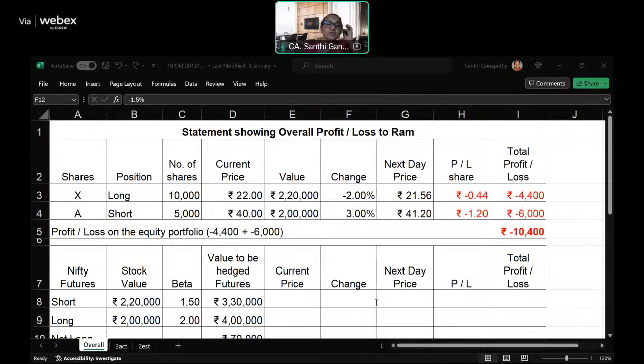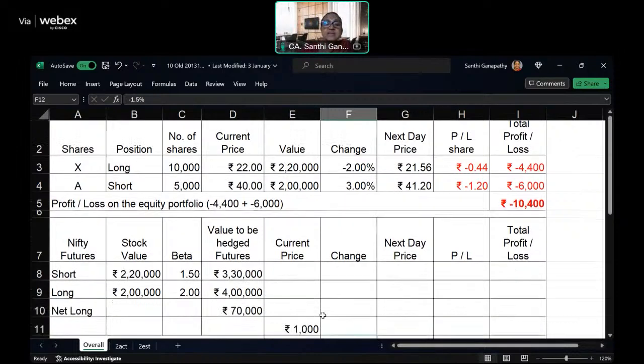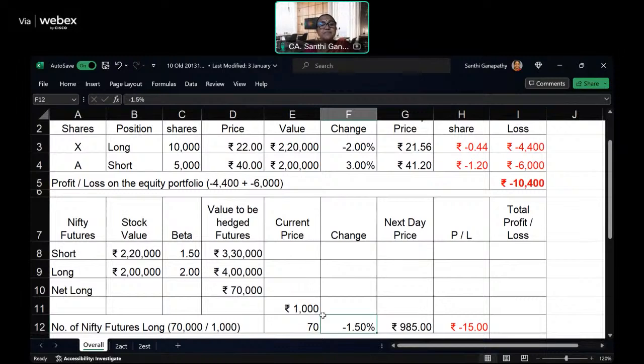X, you said beta value is 1.5. That is the beta value you have assessed, which means when the Nifty changes, this should change 1.5 times. Then for the next one, you estimated beta to be 2. Therefore, if there is a change, this has to change twice. Both are positive betas. So if Nifty has changed 1.5%, twice, the 3%, this should change.